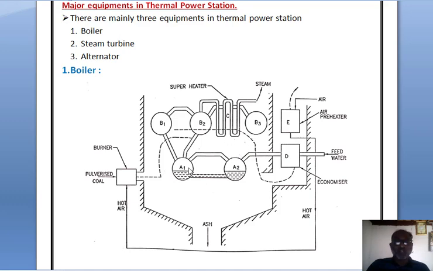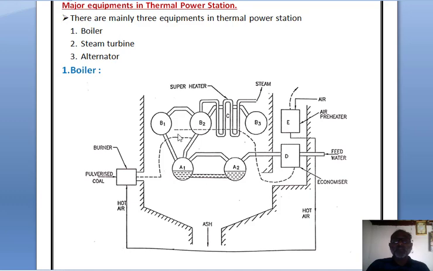As shown in this figure, A1, A2 is a mud drum, or we can also say water drum. The water is taken into this drum through this economizer D. Now the powder coal and air are mixed, and this mixture is taken into the boiler through the burner.